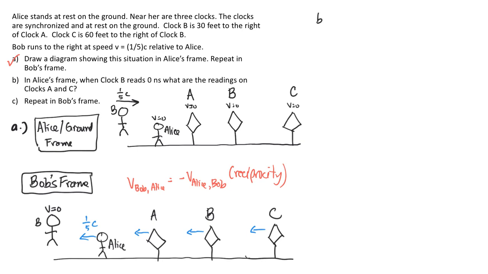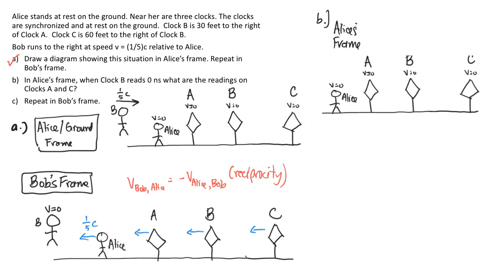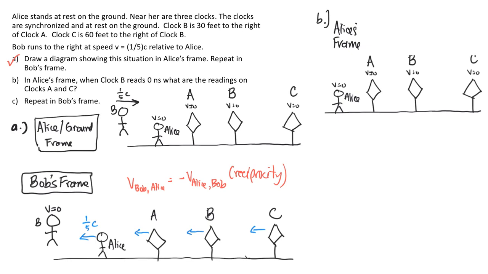And in part B, we are told that clock B reads 0. What are the readings on clocks A and C? So this is Alice's frame. Okay, so if we'd like, we can just duplicate this picture. We'll bring it over. We have clocks A and B and C, and we're told that clock B reads 0.